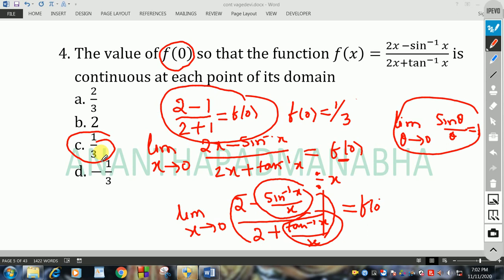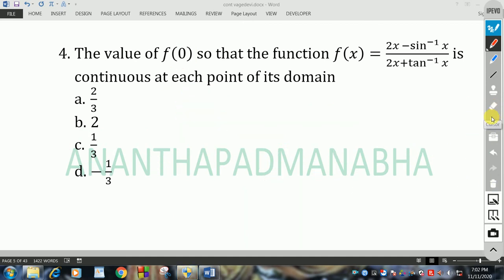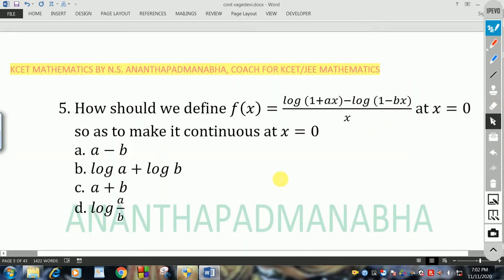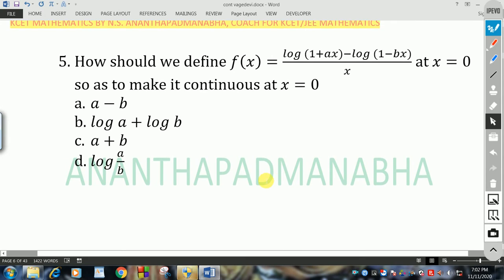So you can observe the question. F of x is given and it is given that it is continuous at the point 0. To be continuous at 0, I have to apply the definition: limit of f of x as x tends to 0 is equal to f of 0. So all the problems are based on continuity. And now we will discuss one more question.